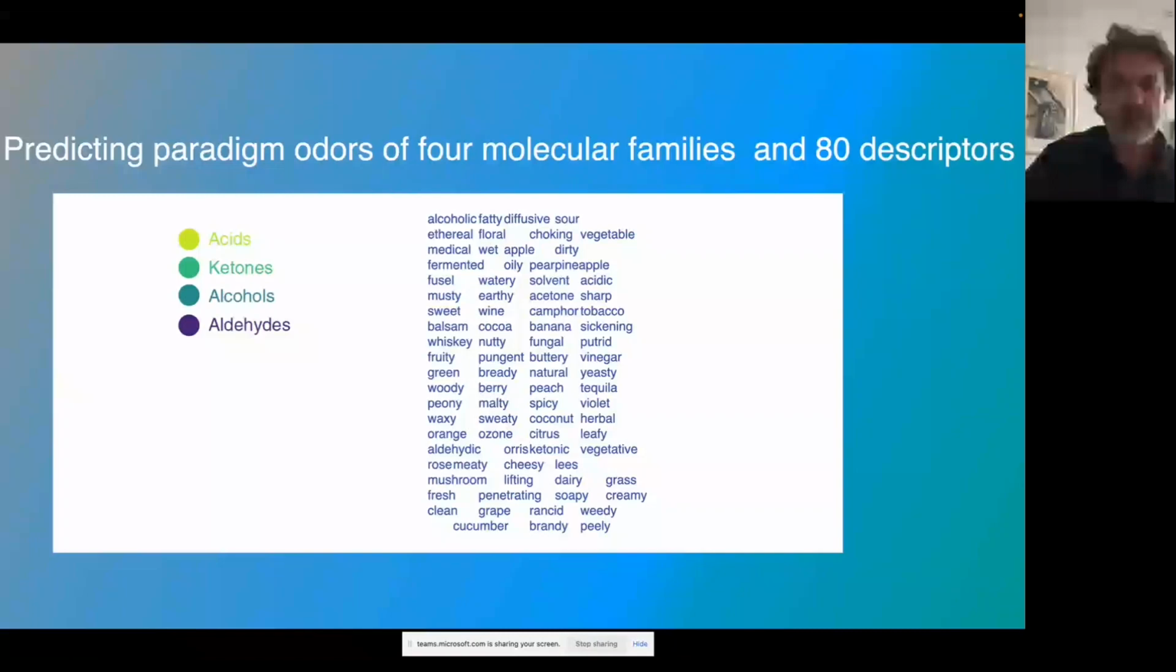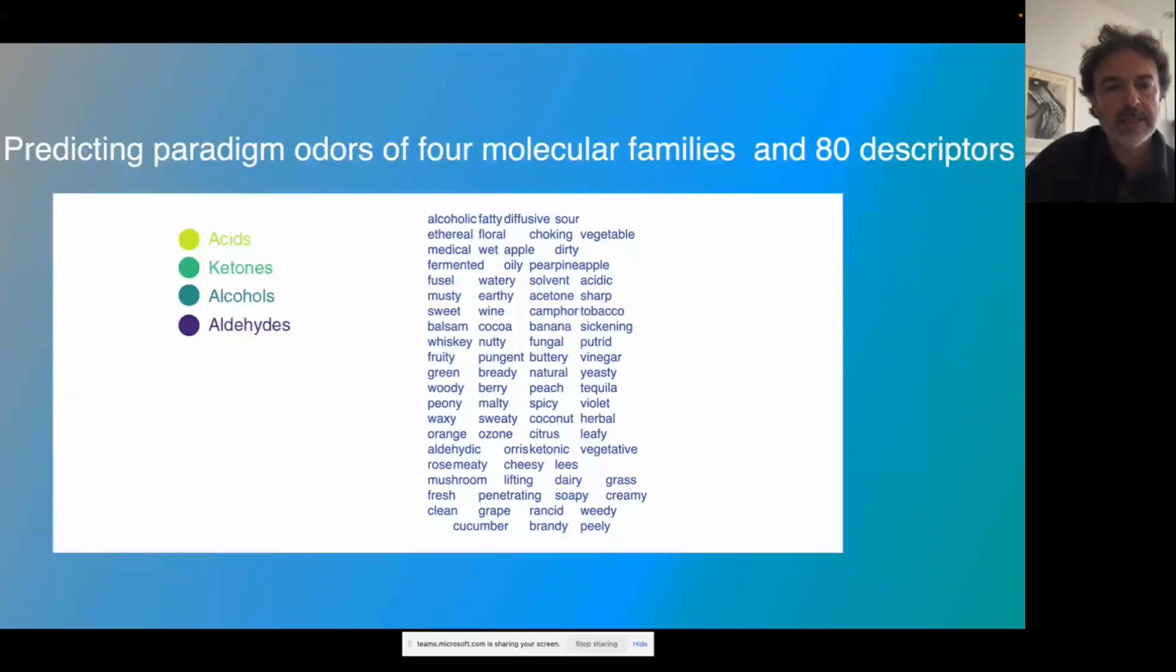One of the things we also did in that paper was to show that we could go beyond the Dravnieks. I think we took the families of molecules such as acids, ketones, alcohols, and aldehydes. We collected all the words that were used to describe these families, and we extracted these from The Good Scents Company. So all these: cocoa, balsam, banana, whiskey.